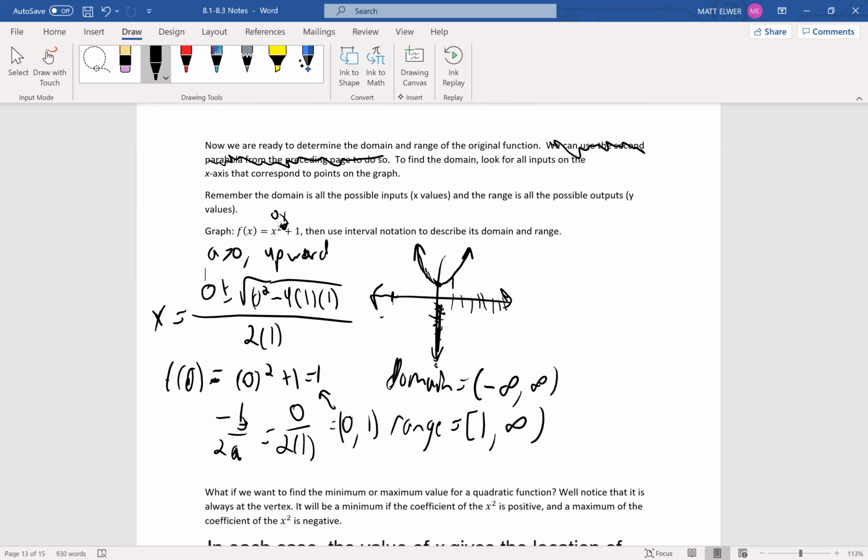So my domain is just all my possible inputs. My range is just all my possible outputs. Okay.